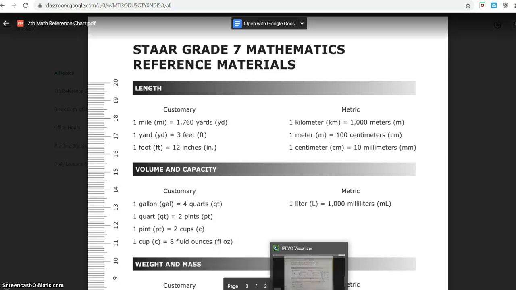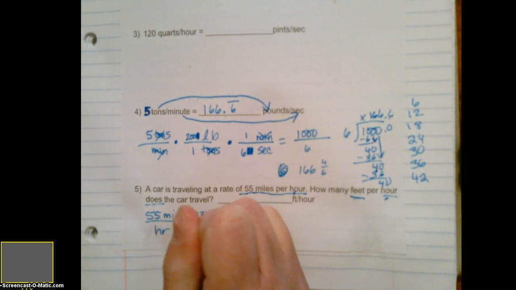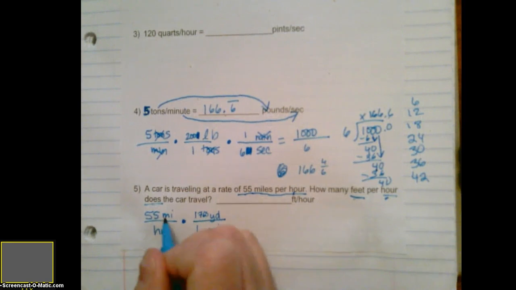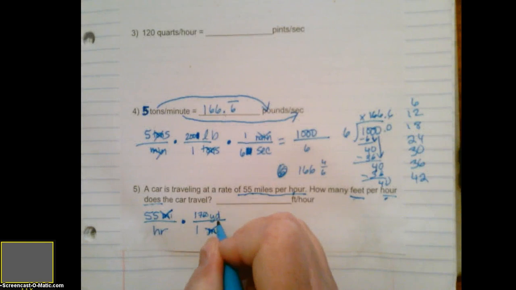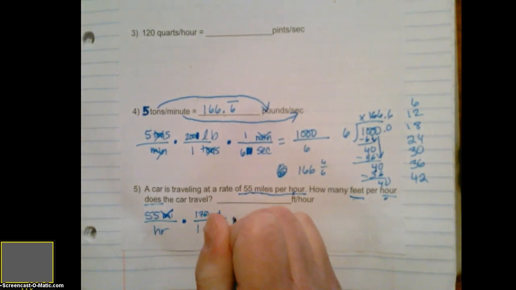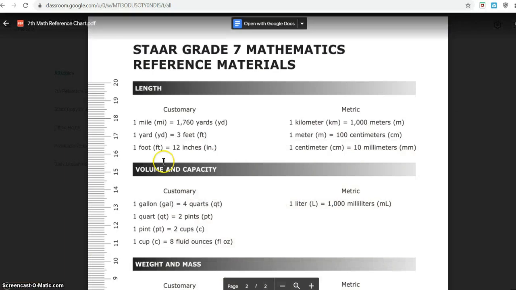1,760 yards is 1 mile, okay? Now remember, every time we draw a line, we do cross, cross. So now I have yards per hour, I want feet per hour. Let's go back. Yards and feet. 1 yard is 3 feet. 1 yard is 3 feet.